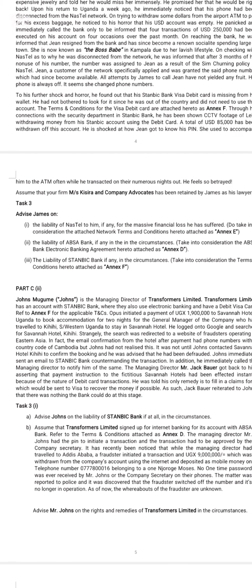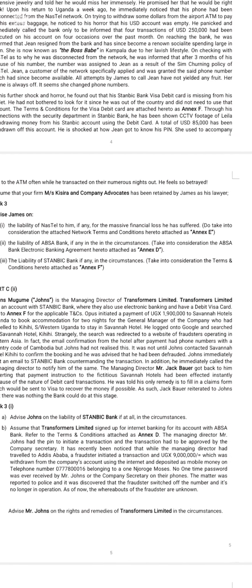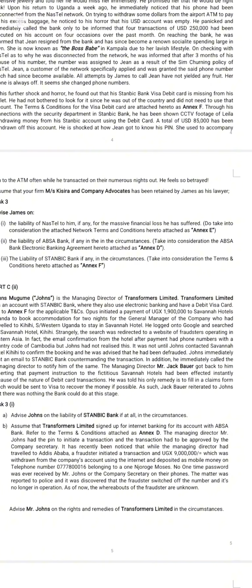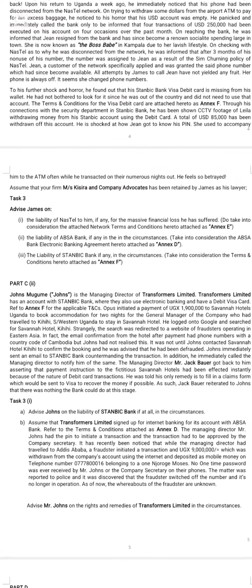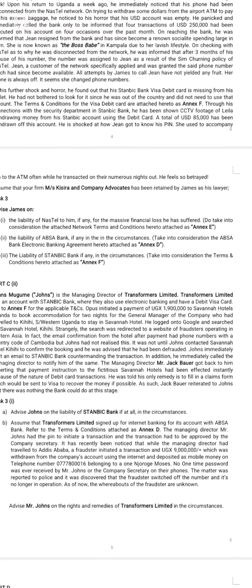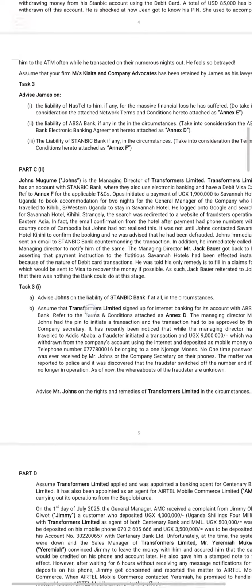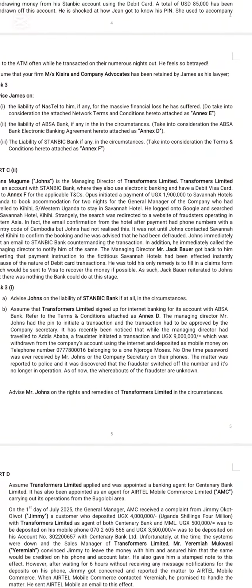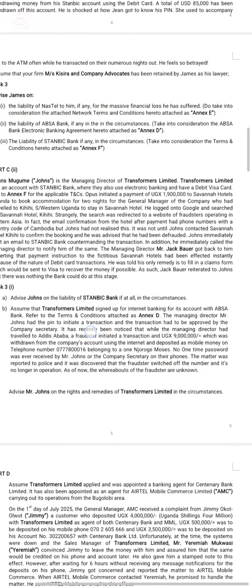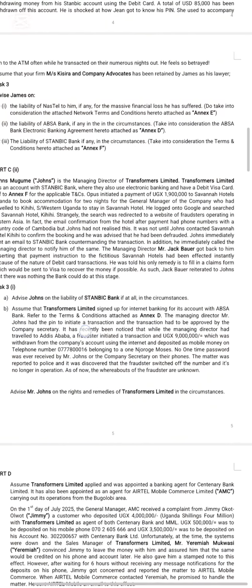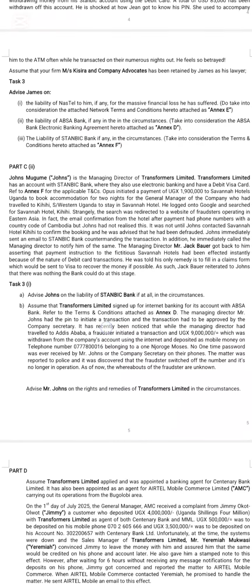To his further shock and horror, he found out that his Stanbic Bank Visa debit card is missing from his wallet. He had not bothered to look for it since he was out of the country and did not need to use that account. Advise James on the liability of Absa to him, if any, for the massive financial loss he has suffered. Do take into consideration the attached network terms and conditions.